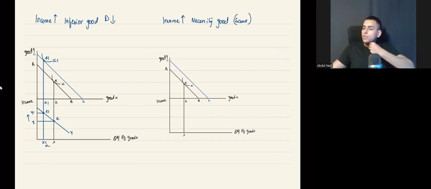And now if we talk about necessity goods, there will be no change in quantity of good X. It will still be the same. So the shift will be somewhere over here, and my new equilibrium will be somewhere over here: IC1, equilibrium E1. It doesn't matter if my income level is changing, my quantity of good X will stay the same like this. Even if my income level rises from Y to Y1, there will be no change in my quantity. Everything clear?